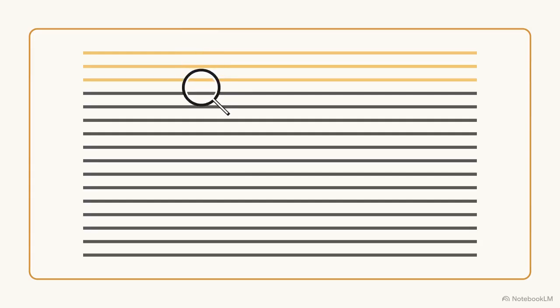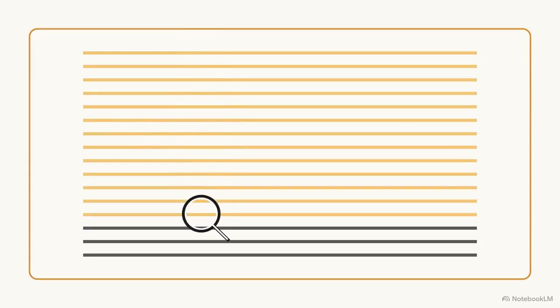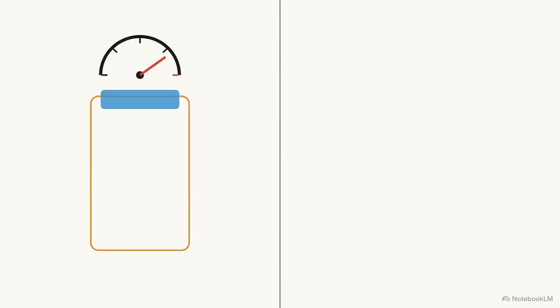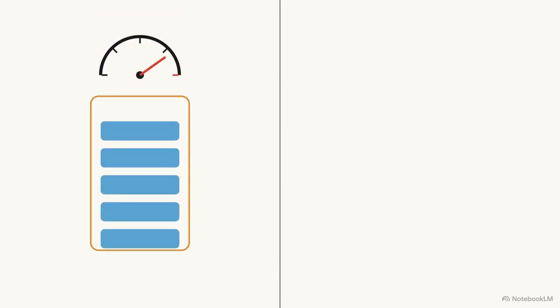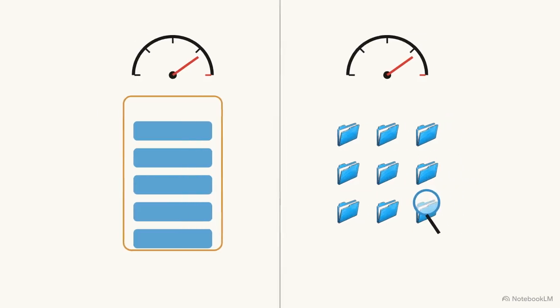If you need to look up a specific reservation in this long scrolling list, you have to read it line by line from the very top to the bottom until you spot the right name. This is the core dilemma for engineers. You can either have lightning-fast saving by adding to a list, or lightning-fast searching by keeping things meticulously organized. Doing both at the same time seems impossible.